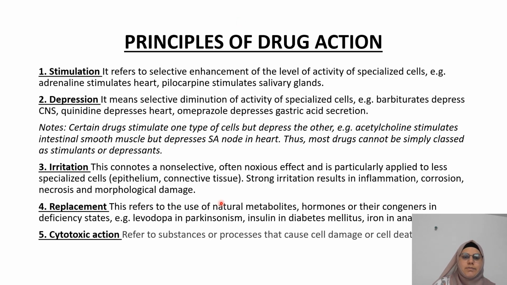Next is replacement. This refers to the use of natural metabolites, hormones, or their congeners in deficiency states. For example, if a person is suffering from Parkinson's, levodopa is best suited for that person. Insulin is a very common example: insulin injections if a person is suffering from diabetes. If a person is anemic, doctors suggest taking iron.